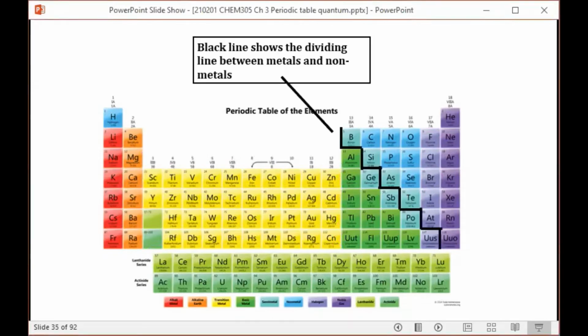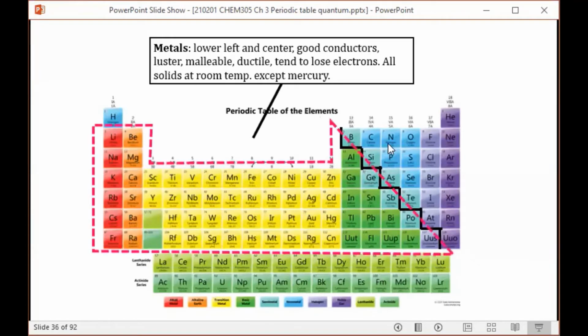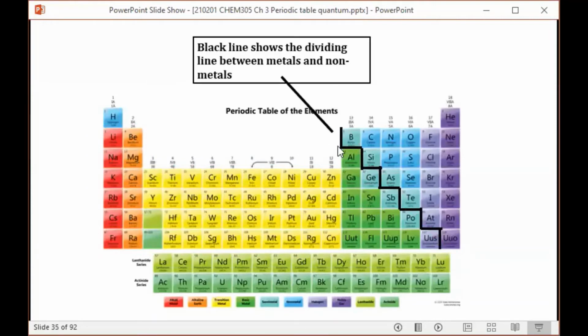Next, we have this dividing line, the staircase, and this shows the division between the metals and the non-metals on the periodic table. So you start up here, to the left of bromine, and you just make a staircase going down and to the right. And that staircase shows you the division between the metals and the non-metals.